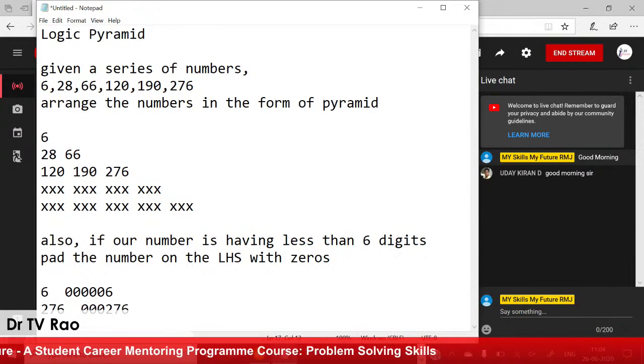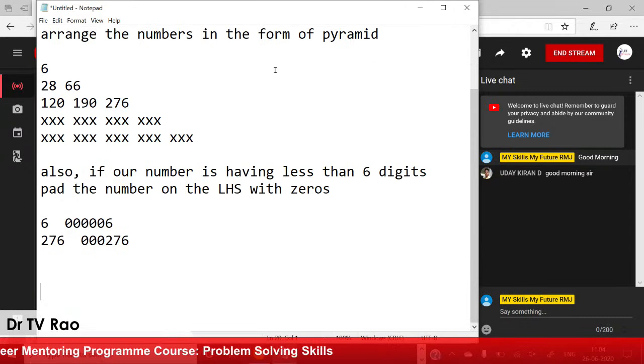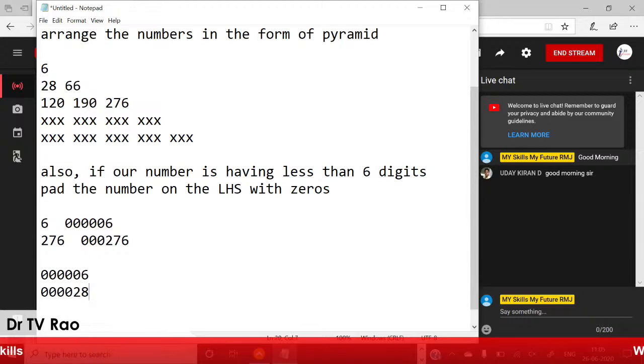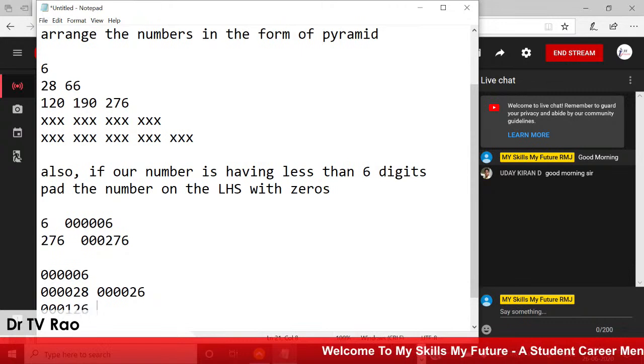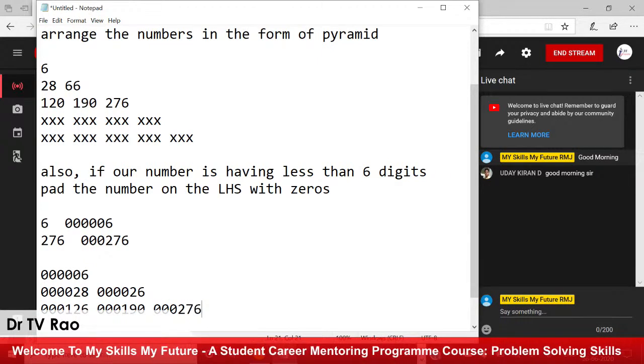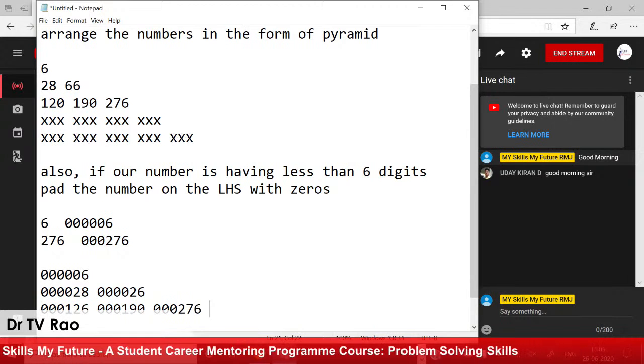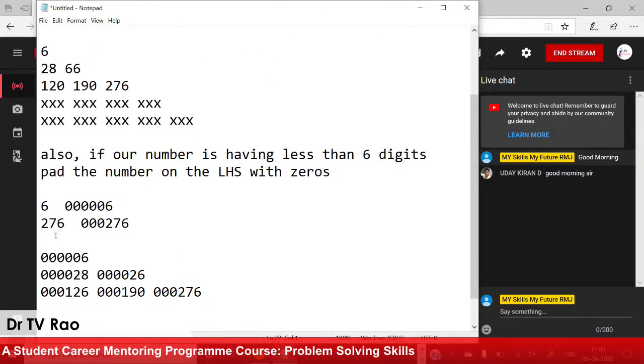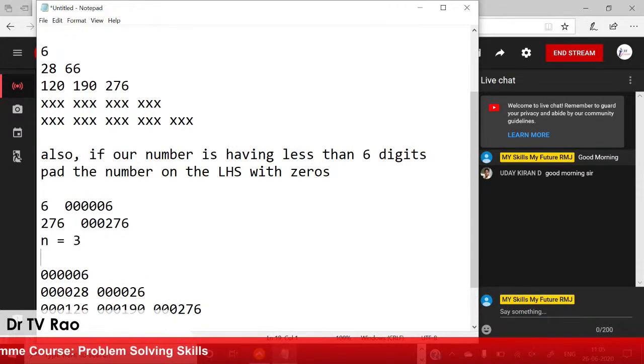This is clear. If number of lines is 3, the output looks like this: 000006, then 000028, 000066, then 000120, 000190, 000276. If number of lines is 3, so I hope you understand it.